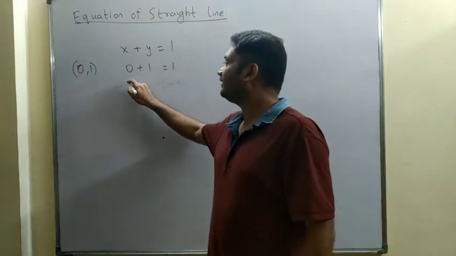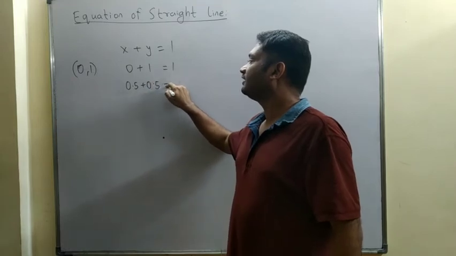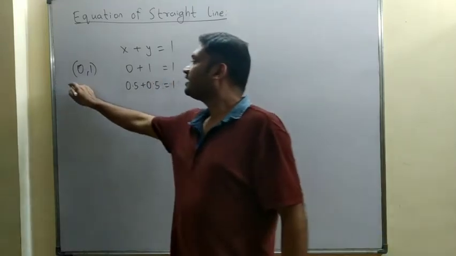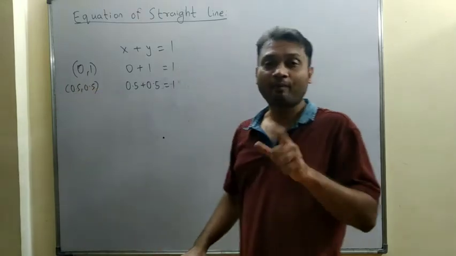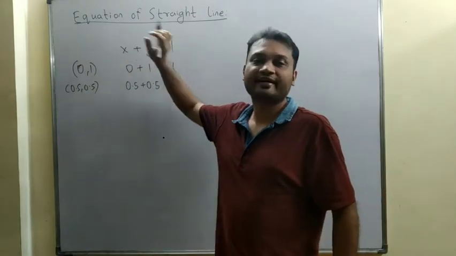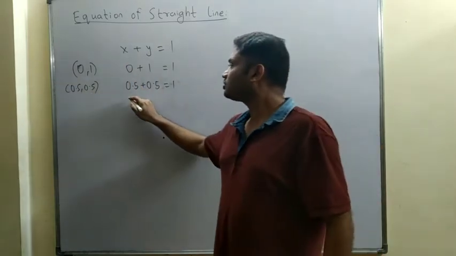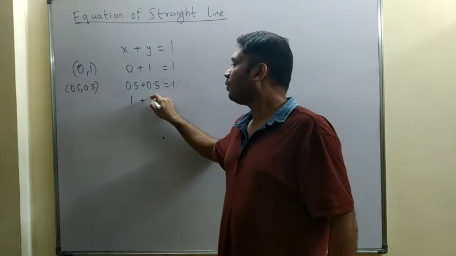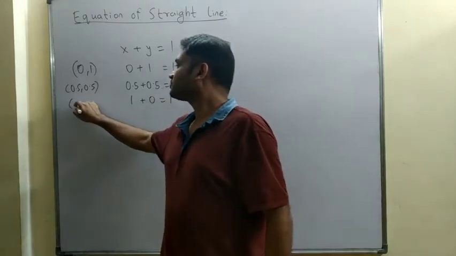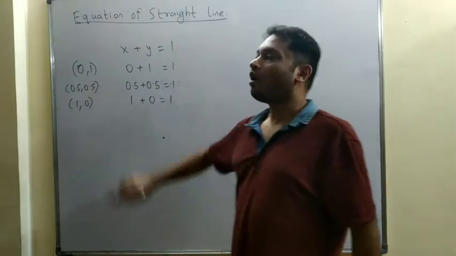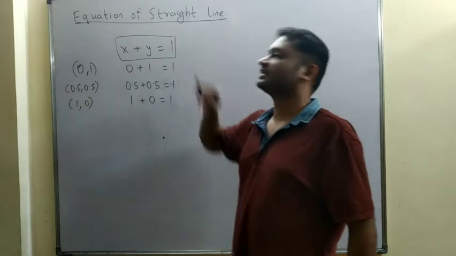Similarly, another point, let us say 0.5 plus 0.5 is 1. So we can say (0.5, 0.5) is a point which is lying on this straight line, which is satisfying this equation. Also, let us take one more point. 1 plus 0 is equal to 1. That means this point (1, 0) also lies on this line and its equation is being satisfied.